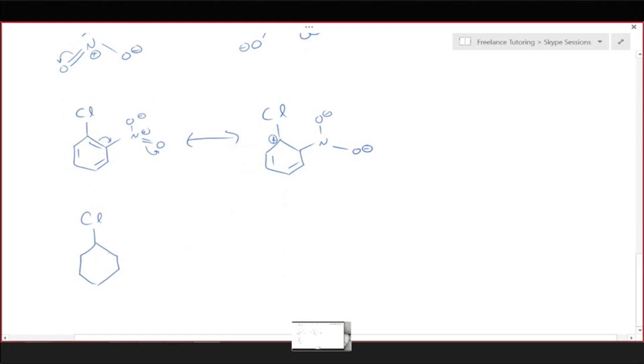Yeah. Oh, not like that. We had them that way. Let's try to draw the resonance structure that puts the positive charge on the chlorine using this starting position. Okay. Great. We can just stop right there.